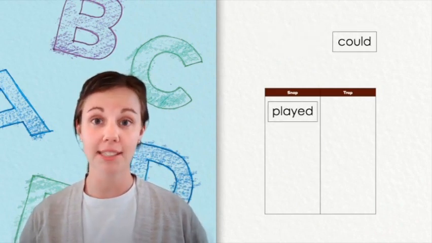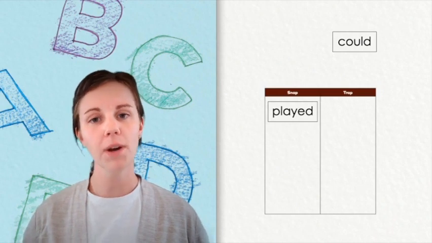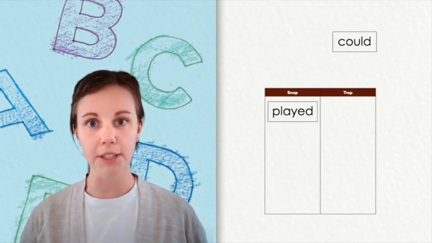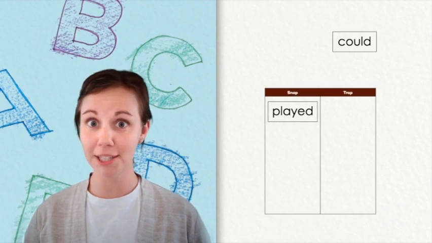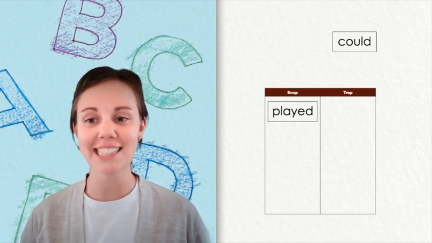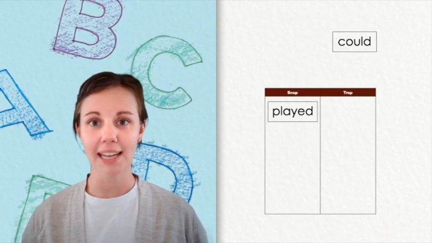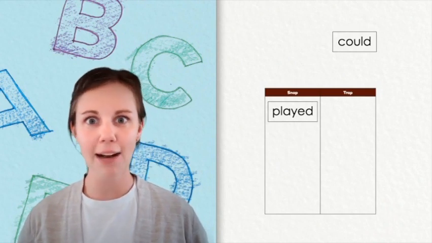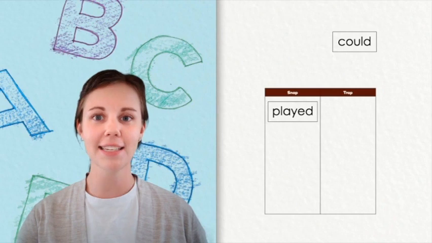Our next word says could. What do you think about the spelling of that word? Is it trying to trick you? It sure is. OU is there again, but it's not making the ow sound. That is a trap.